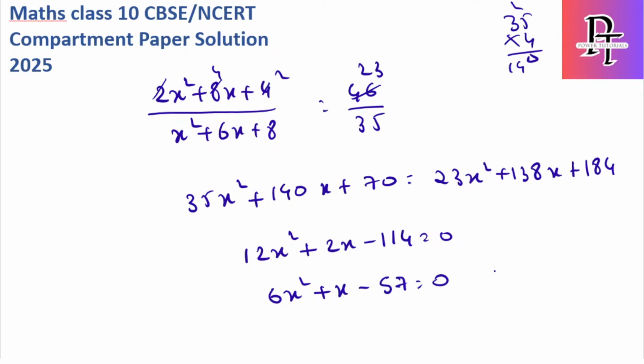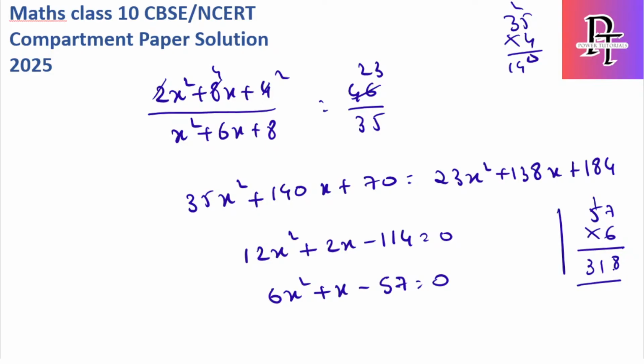Till here, if you solve, you will get at least 3 marks. The last 2 steps are important: how to solve for the x value. So 57 into 6, I need to check: 6 3s are 18, 6 5s are 30, plus 1 gives 318... 342.